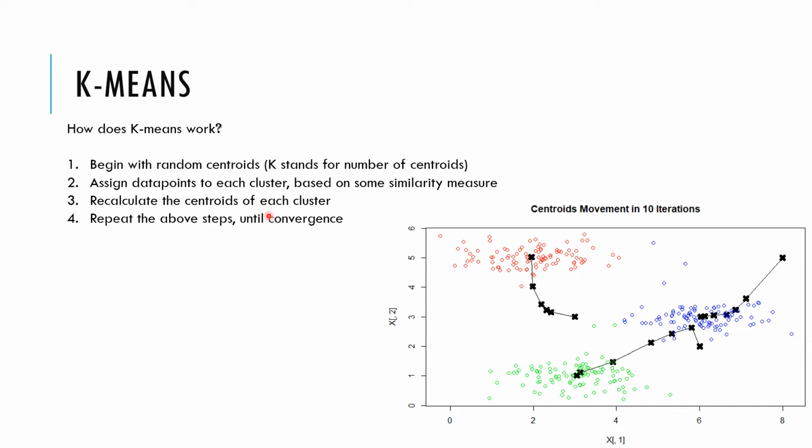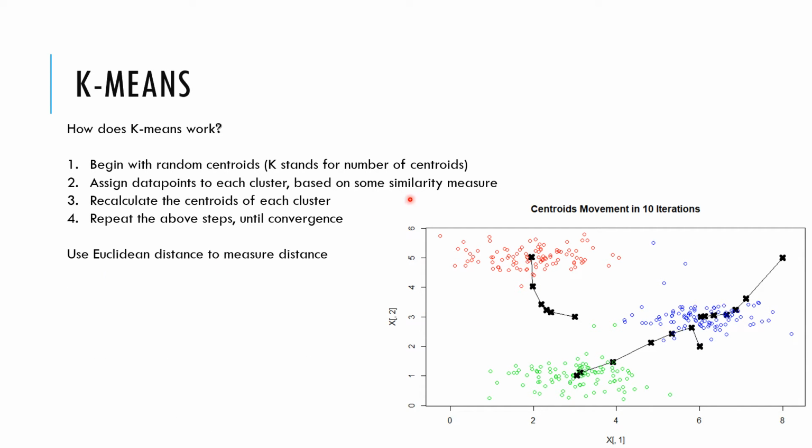I keep repeating these steps, and see, the first centroid has moved slowly like this, and it has reached here. The second one has moved like this, and it has reached here. The third one has moved like this, and it has reached here. In 10 different iterations, they finally reach their center points. So this is how we do k-means.